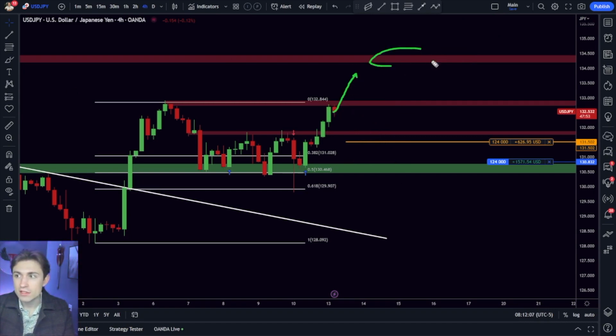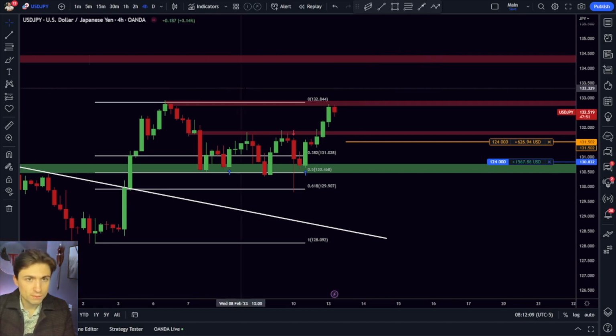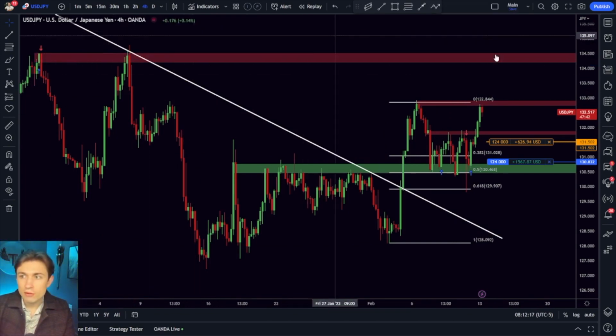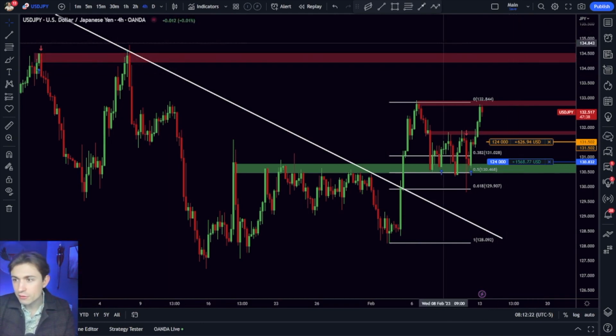I still have eyes on this 134.50 level. And if I zoom out, you can see why. You can see it's a major level of resistance looking left. So I am looking to see if price can make its way up into that area. Now, if price makes its way up into 134.50, what am I going to do then?